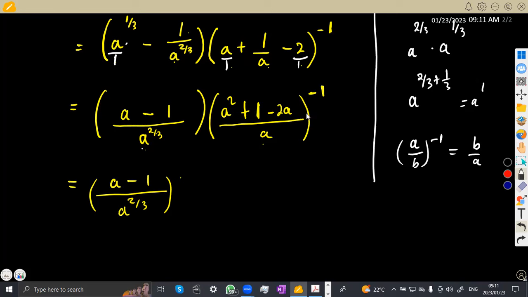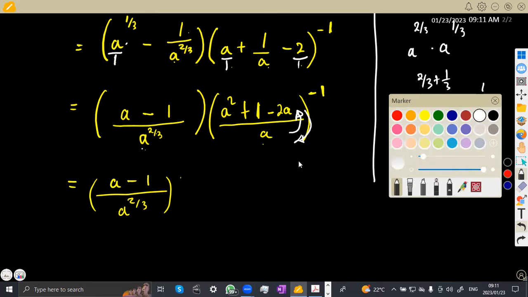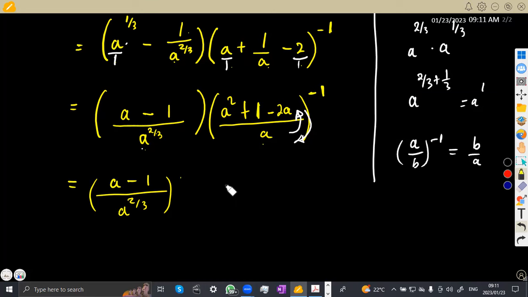So you've got this fraction raised to the exponent of minus 1, so we're just going to invert this fraction. Okay, that means we are going to obtain a on top, so it is going to be a over this part. Now we're going to write it down, but we can rearrange these numbers. We can start with a squared minus 2a plus 1.